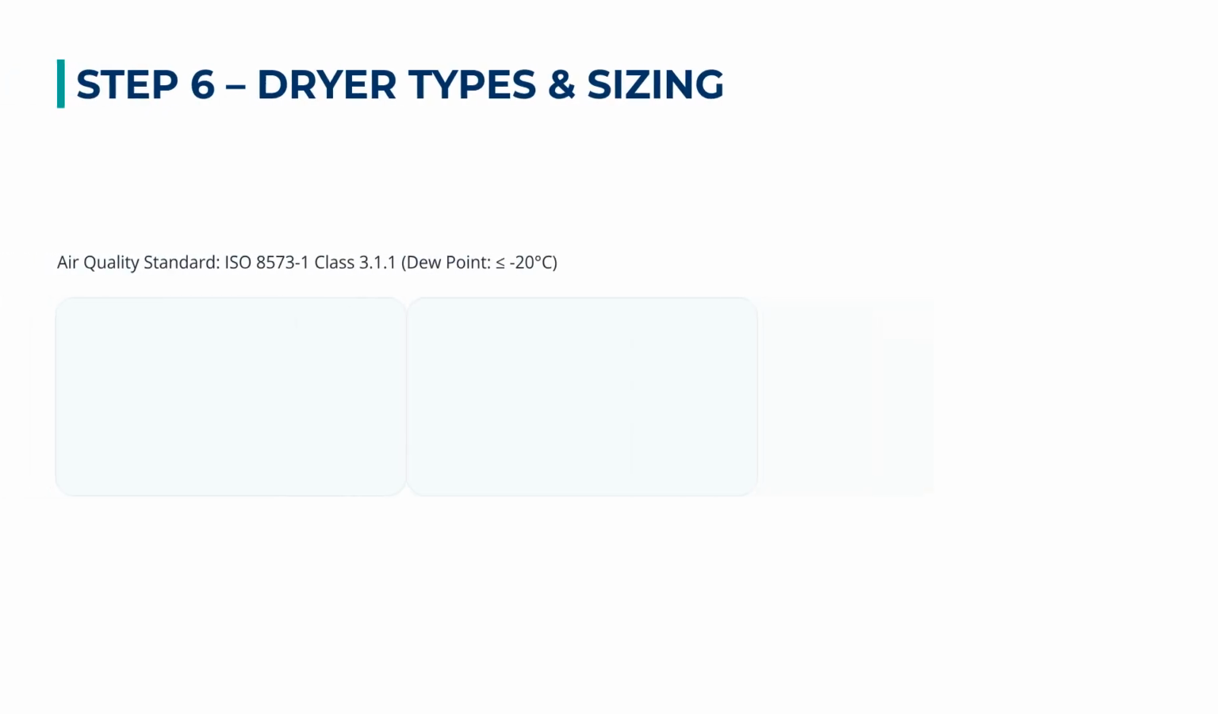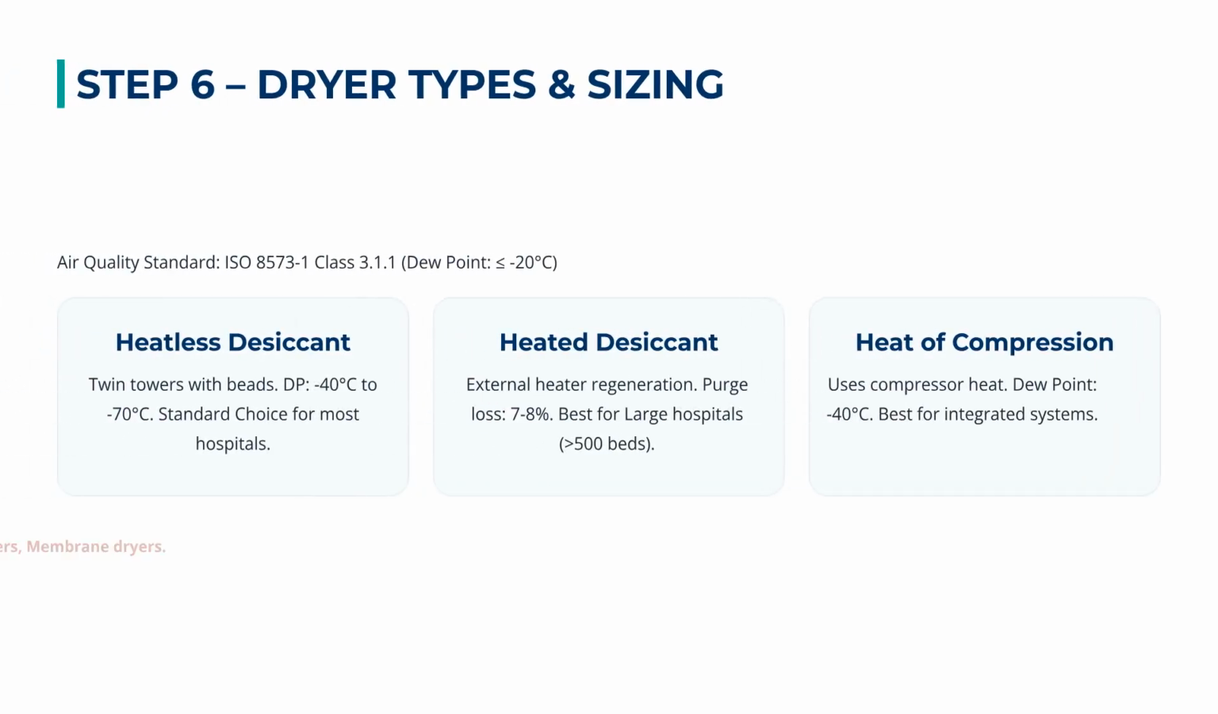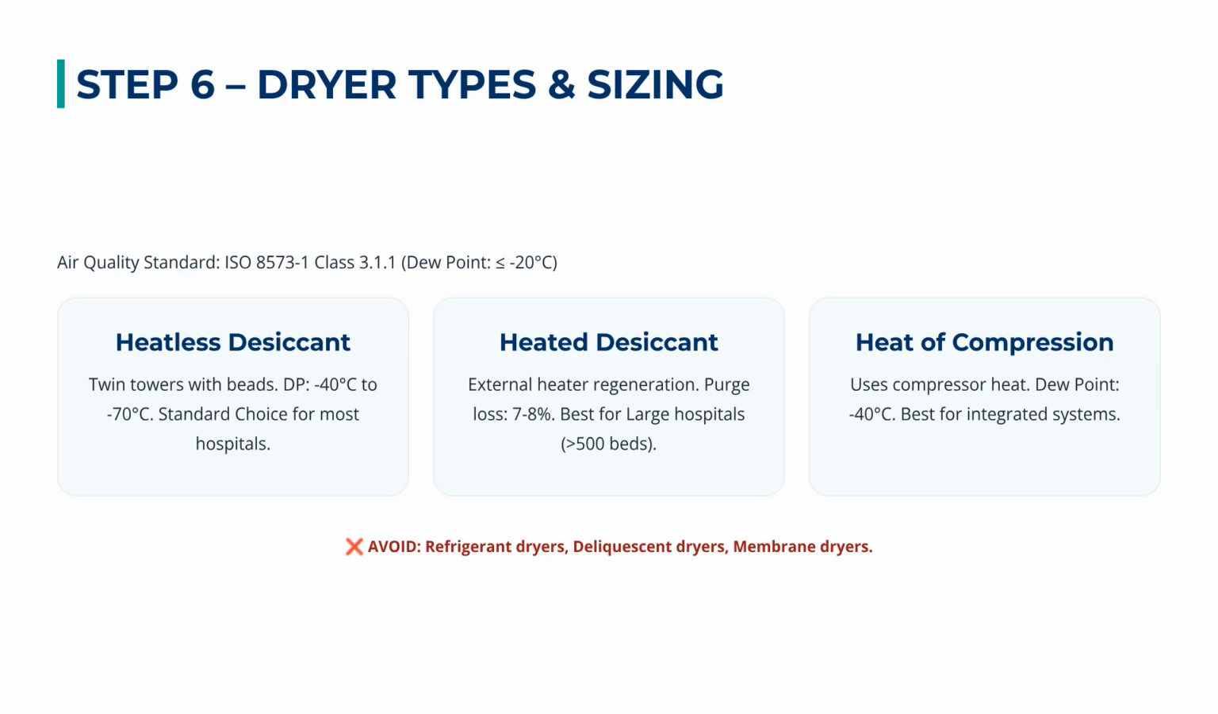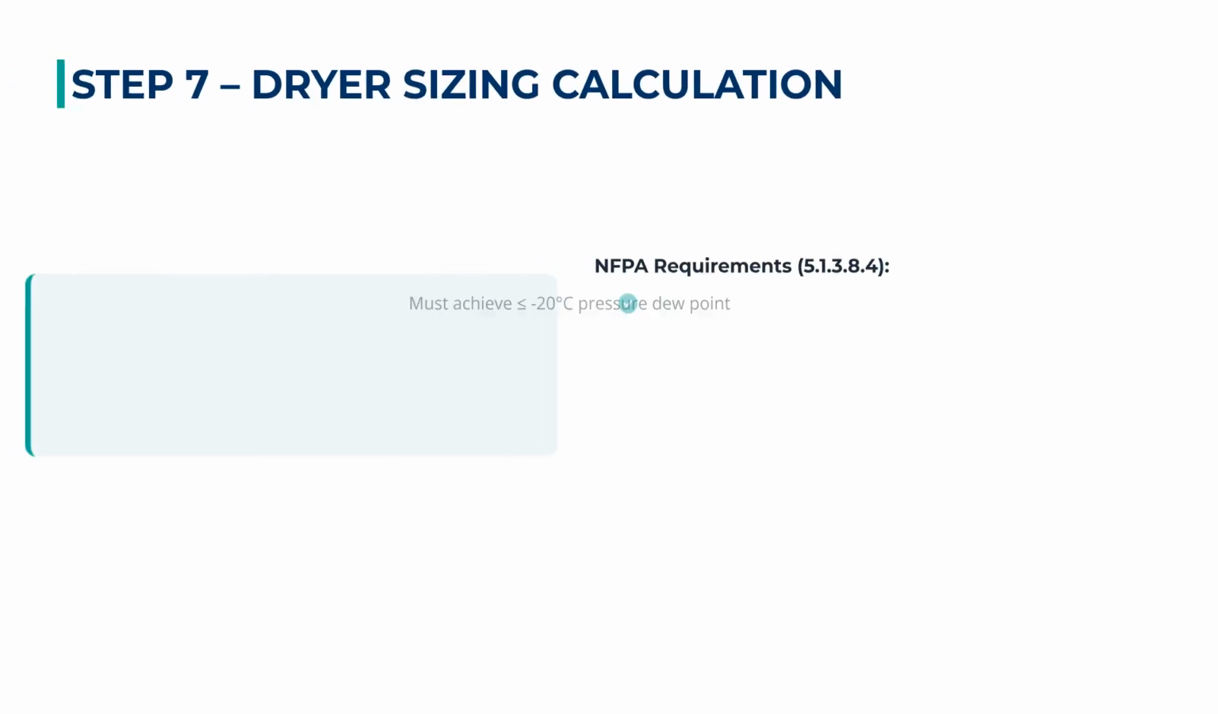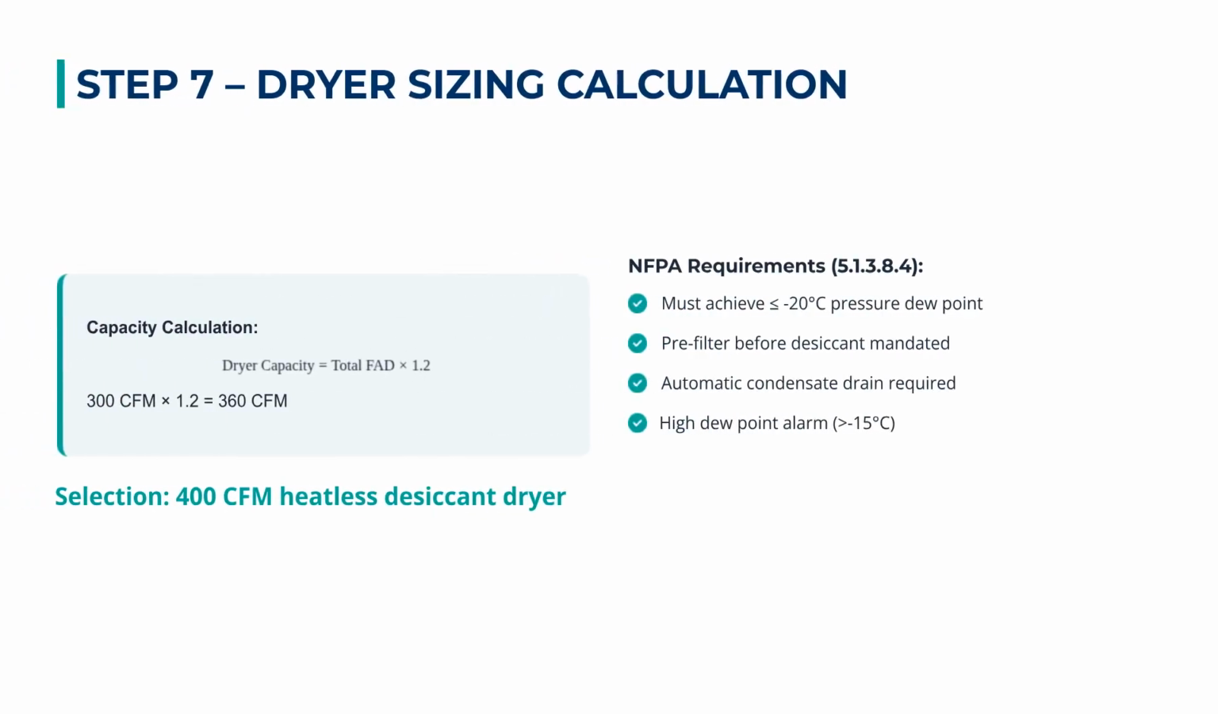Step 6 is dryer selection and sizing. The air quality standard is ISO 8573-1, Class 3.1.1, requiring a dew point of less than or equal to -20 degrees Celsius. We select a heatless desiccant dryer, the standard choice for most hospitals. Step 7 is the dryer sizing calculation.